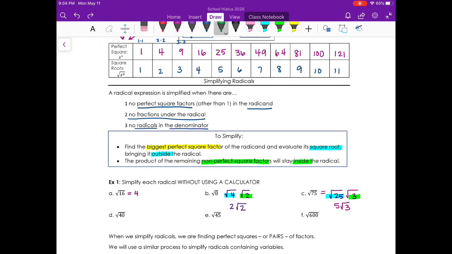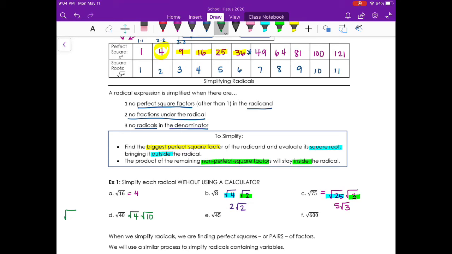Next, we'll work on D, square root of 40. So 40 falls between 36 and 49. So I'll start here and work my way down. 40 cannot divide by 36, cannot divide by 25, cannot divide by 16, cannot divide by 9, but it can divide by 4. So I'm going to split 40 into square root of 4 times the square root of 10. Notice that each time I am dividing by perfect square factors. My goal is to find the biggest perfect square. So I'm not just dividing 40 by any numbers that work.